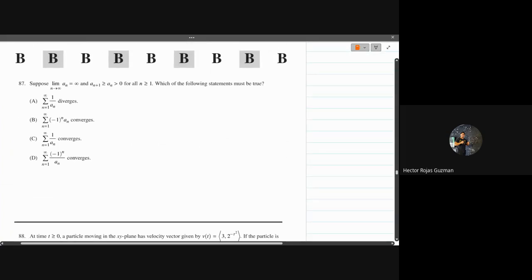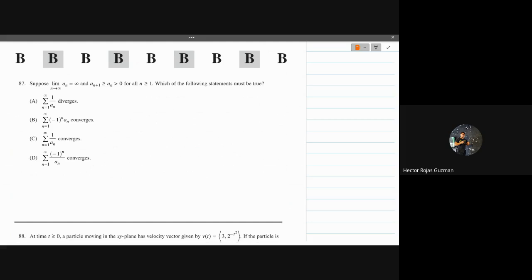Number 87. Oh, a series question. Don't freak out when you see a series question. In fact, be excited because you get to test your new knowledge. Suppose the limit as n goes to infinity of a of n is infinity, and a of n plus 1 is bigger than a of n. Which of the following statements must be true?